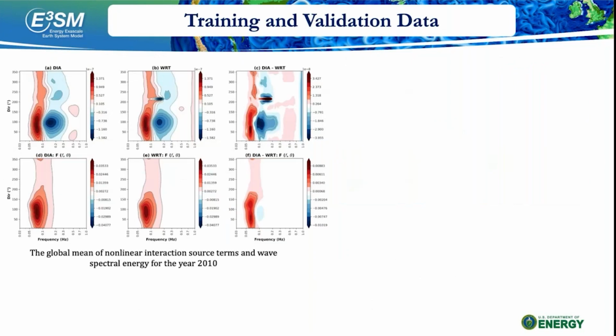So this is just showing our training data sets for the nonlinear interaction and for the spectral energy. Like I said, the DIA has high values of nonlinear interaction, and this actually leads to high wave spectral energy simulated by the DIA.